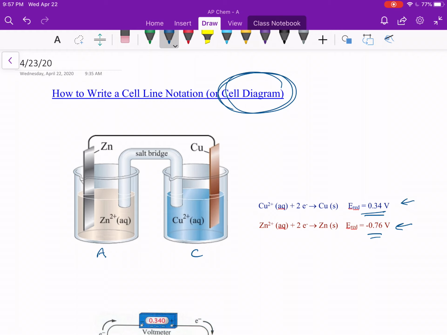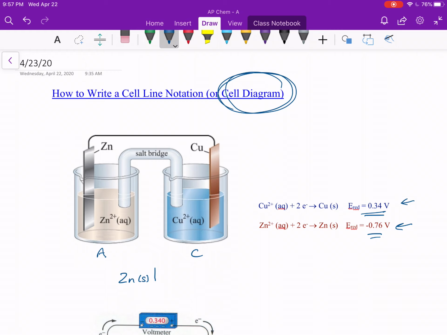And so again, just like you read yesterday, if I'm going to write a line notation for the cell to make it easier, I'm going to start with my anode, and I'm going to start with the electrode on the left hand side. So that is going to be my zinc, and my zinc is a solid. And then I'm going to draw a line. Anytime that I change states with something in that cell, I draw a line.